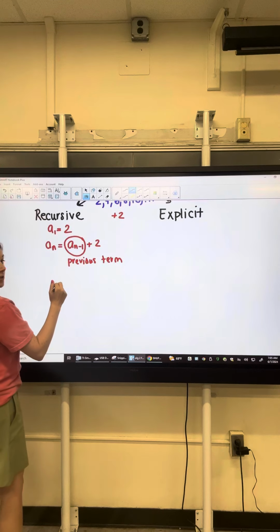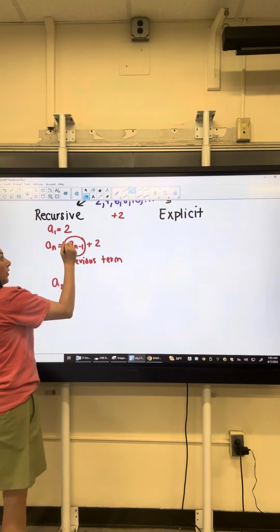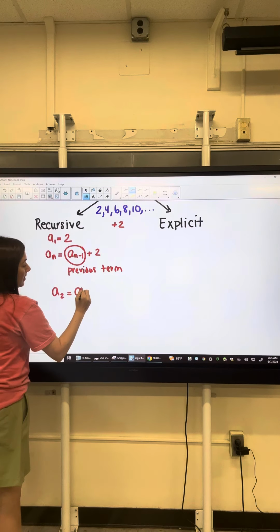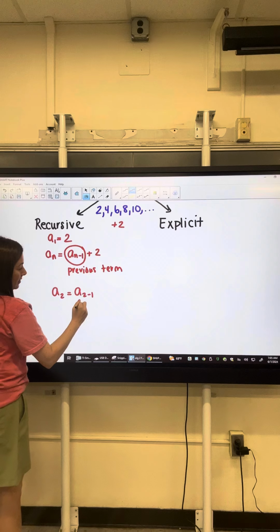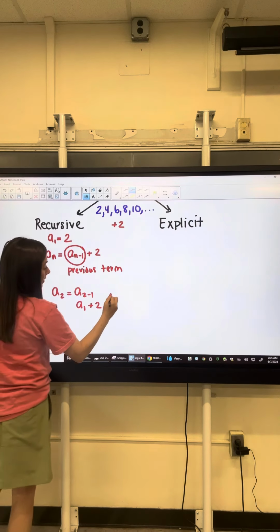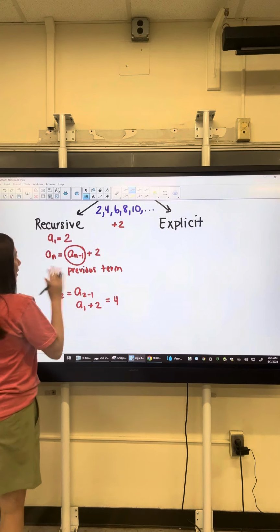So say I wanted you guys to find a sub 2. Well, you're going to take the previous term, okay? So look, a sub 2 minus 1, which is a sub 1, first term, plus 2. It's equal to 4, okay? So this is how you're going to do recursive.